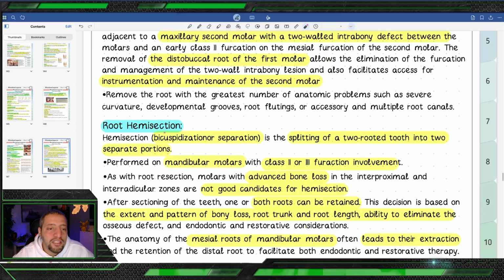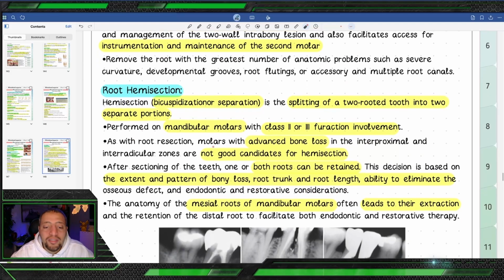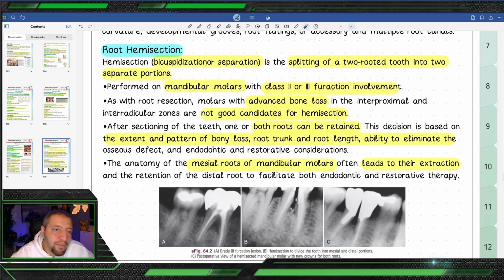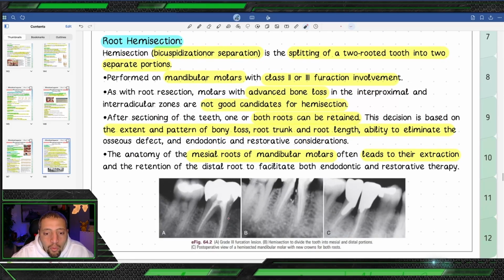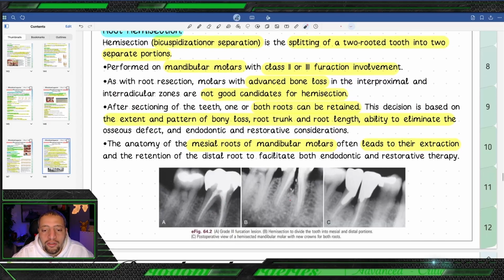Okay, root hemisection is going to be done in lower teeth. Root amputation is mostly done for upper teeth when we have furcation and we cannot do tunneling. Sometimes we are mandated to do root hemisection, not tunneling, when we have a root trunk which is not favorable, or the furcation is very big and it cannot be saved. So here we are going to say, okay, you know what?